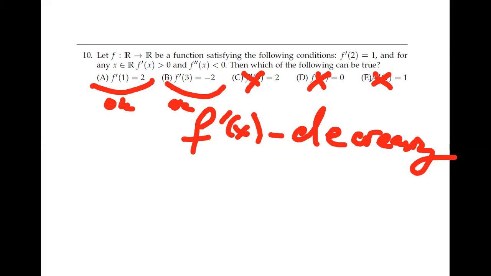We know that F prime is always positive, so B also can't be okay. So it remains just A, the correct answer. It's given that F prime is positive, so it remains only F prime at 1 equals to 2. This is the only case where F prime will be decreasing. Decreasing means before point 2, value should be bigger than 1, and after 2, smaller than 1. Decreasing.